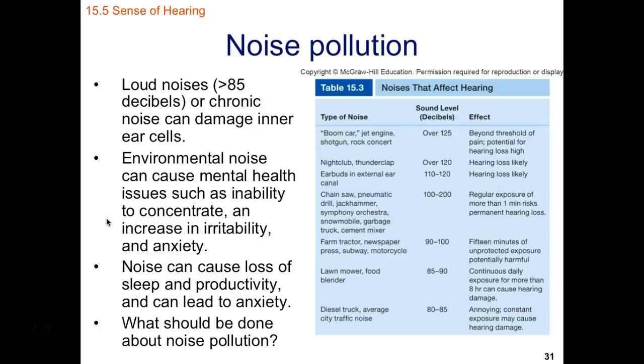And then we have noise that can cause a loss of sleep and productivity and can lead to even more anxiety. So what should be done about noise pollution? I want to get your thoughts on this, what you can do.